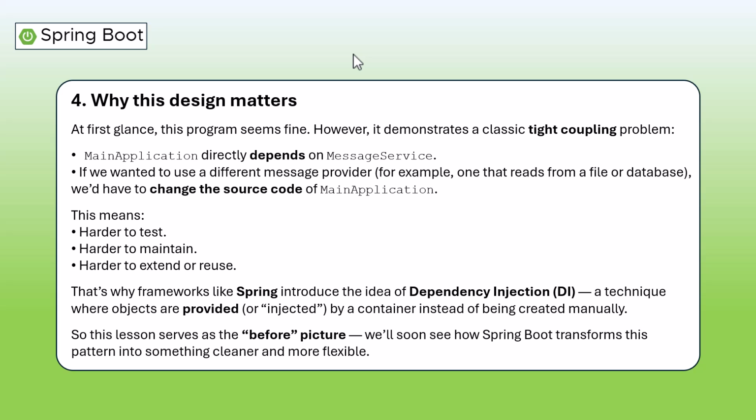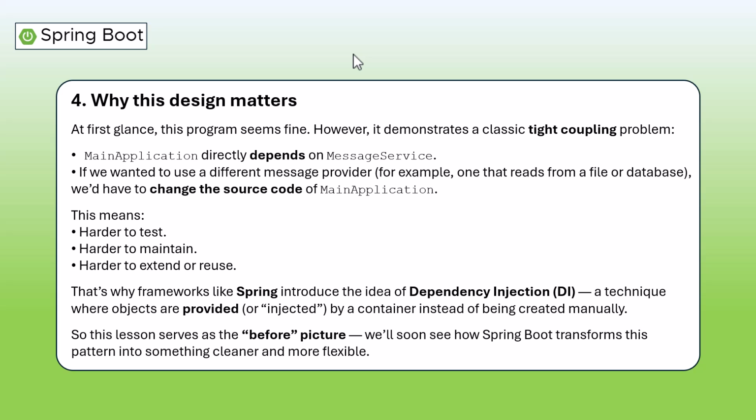This means that if we ever wanted to change how messages are produced, for example, to read them from a file or a database, we would have to modify the main application itself. That's not flexible. It makes our code harder to maintain, harder to test, and harder to reuse. So, even though this project runs fine, it demonstrates a design limitation that becomes critical as software grows.